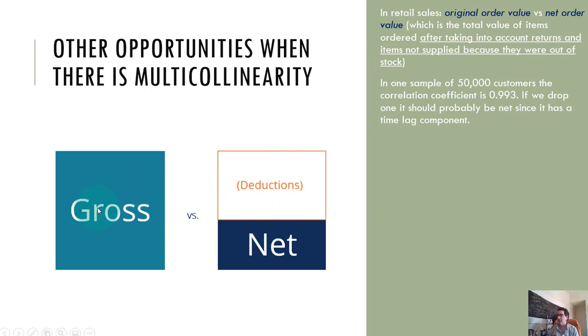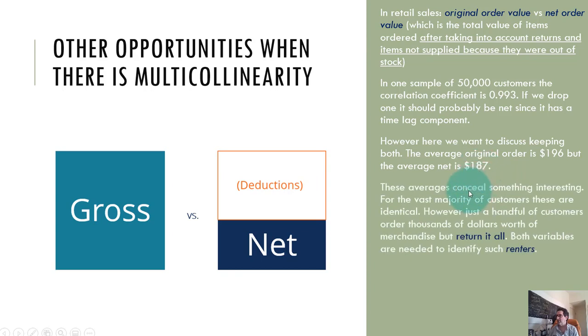But here we're not actually talking about dropping. We want to think about some other opportunities when we do have this kind of correlation between inputs. So, however, here we want to discuss keeping both of them. The average of the gross was $196, but the average of the net was lower, at $187. So there were some returns, which caused this to be lower on average.